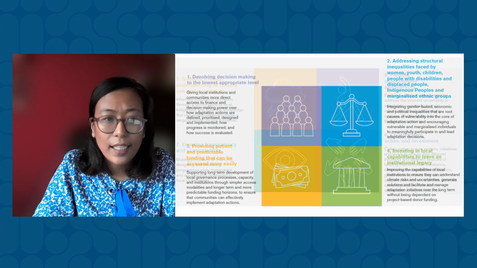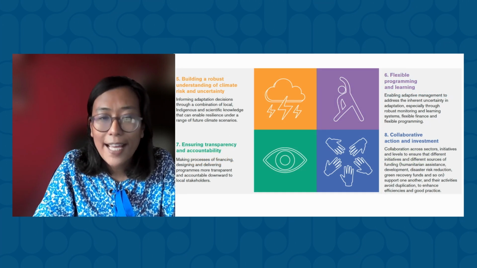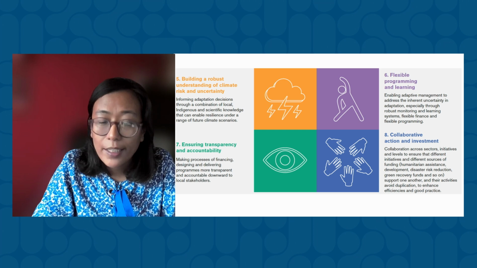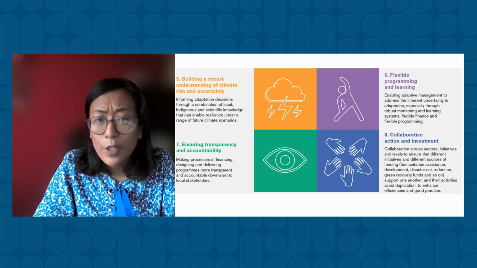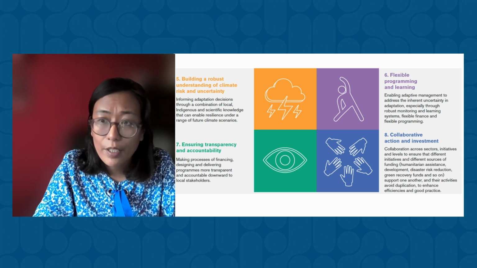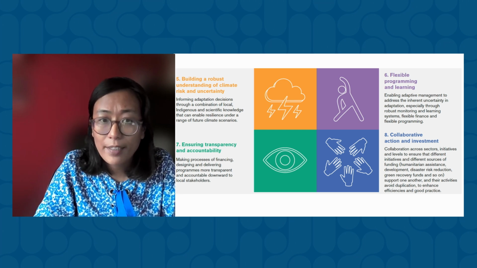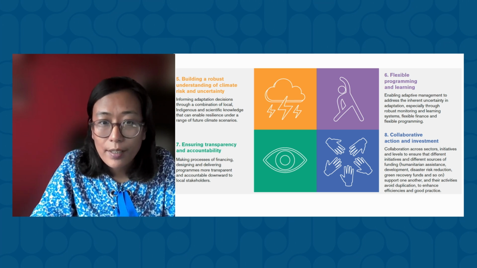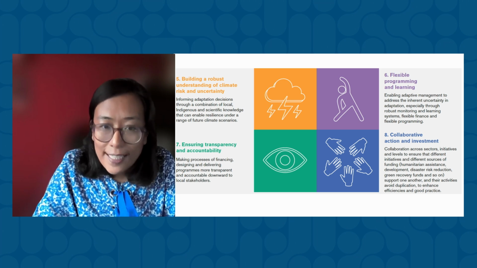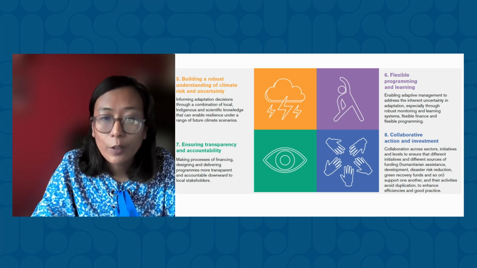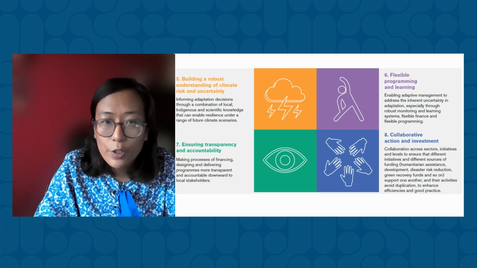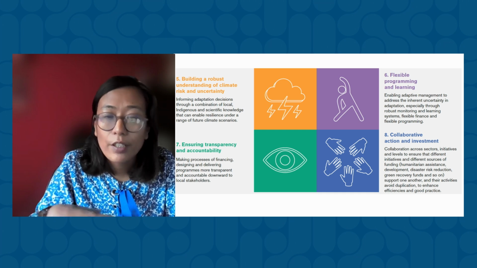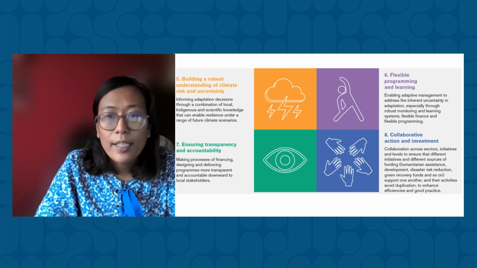So on the next slide, we have principle five, which is about building a robust understanding of climate risk and uncertainty. We know that the local people have knowledge about their climatic conditions. And in that perspective, what this principle stresses is that adaptation decisions should be informed through not just scientific knowledge, but also a combination of local and indigenous knowledge, so that it is more reflective of the local conditions and it can enable resilience under a range of future climatic scenarios.